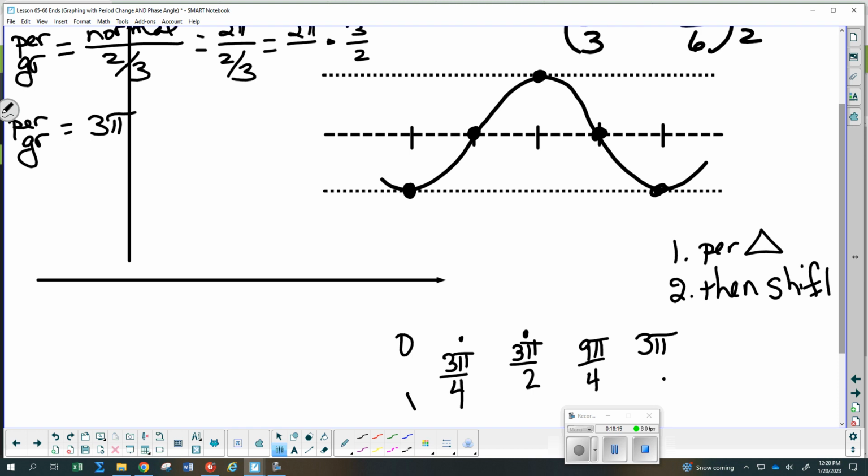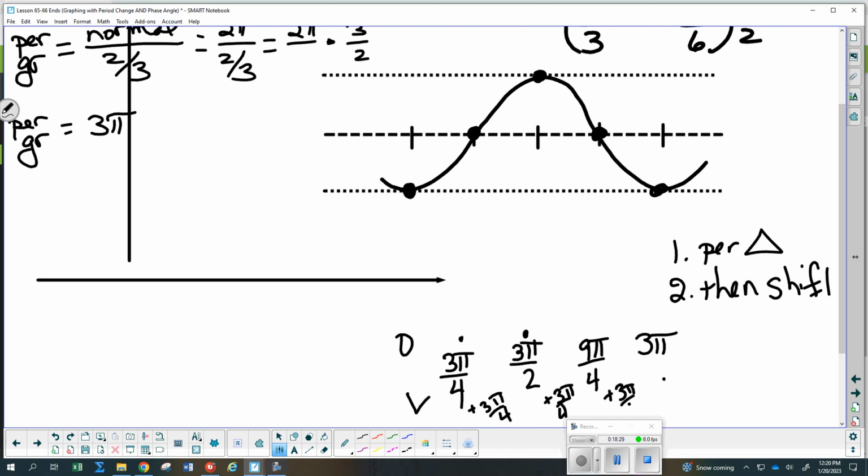Or I could say plus 3 pi over 4, plus 3 pi over 4, 6 pi over 4 is 3 pi over 2, plus 3 pi over 4 is 9 pi over 4, plus 3 pi over 4 is 12 pi over 4, or 3 pi. So these would have been my numbers if I didn't have a shift. But I do have a shift.